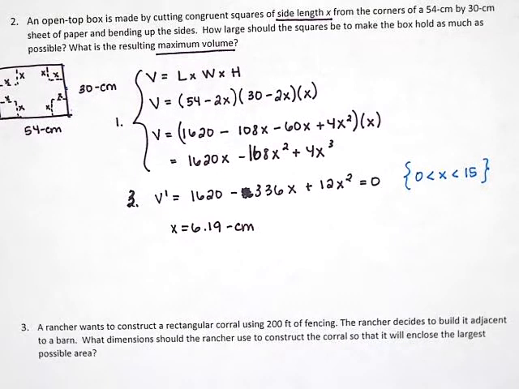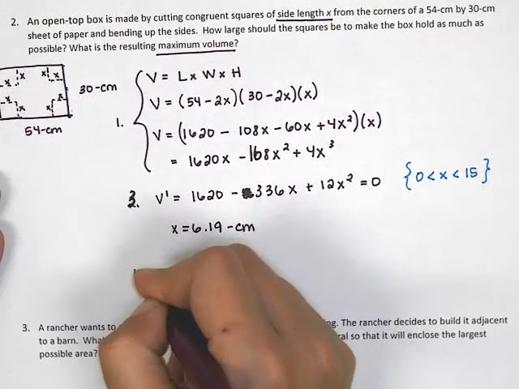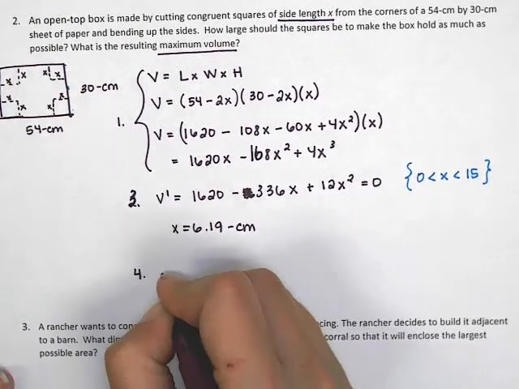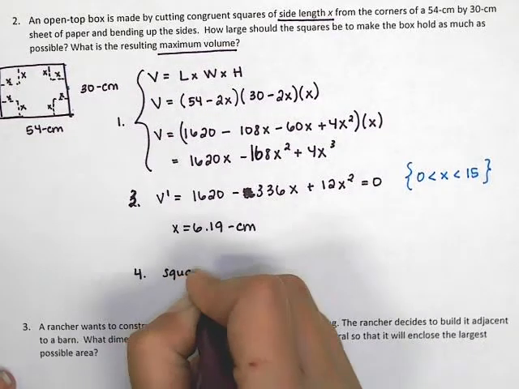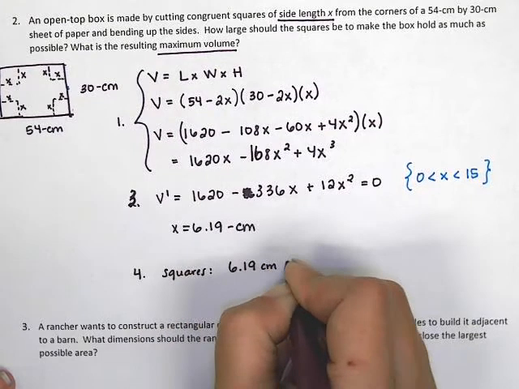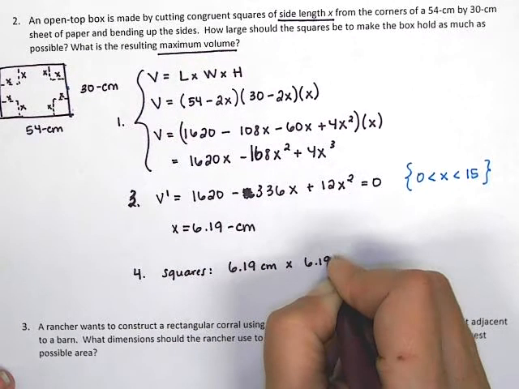Now, let's make sure for step 4 that we actually answered the question. How large should the squares be? What is the resulting maximum volume? Well, it's pretty easy to say how large the squares should be. The squares should be 6.19 centimeters by 6.19 centimeters.